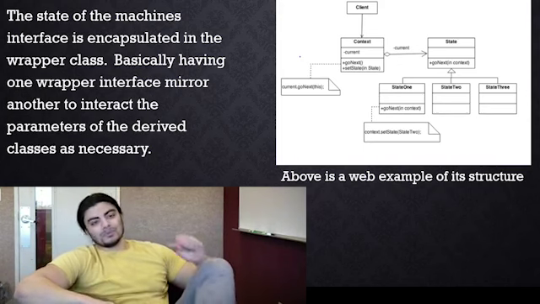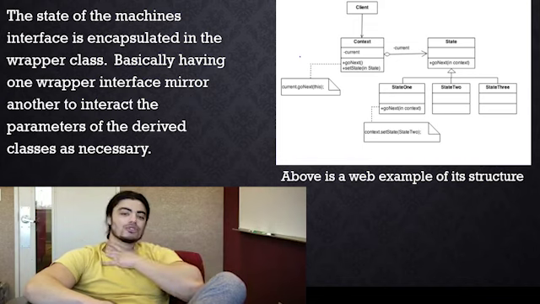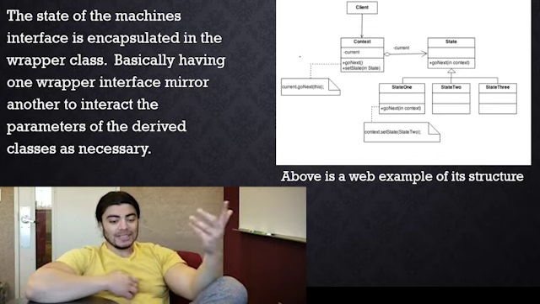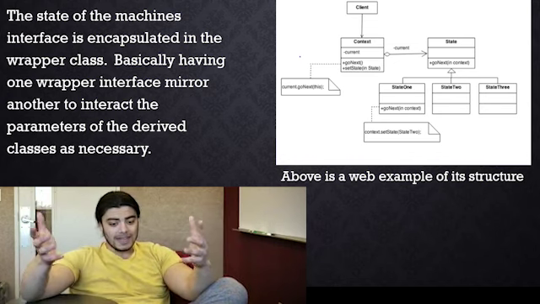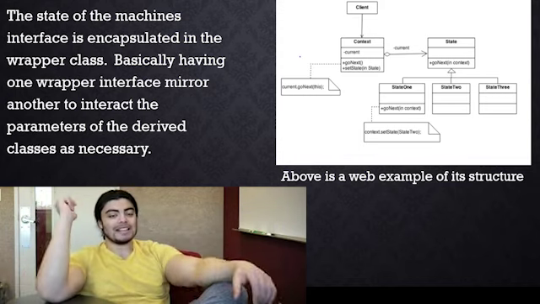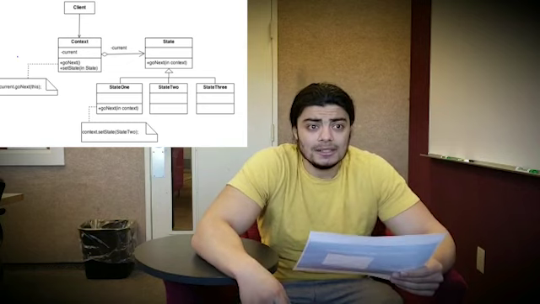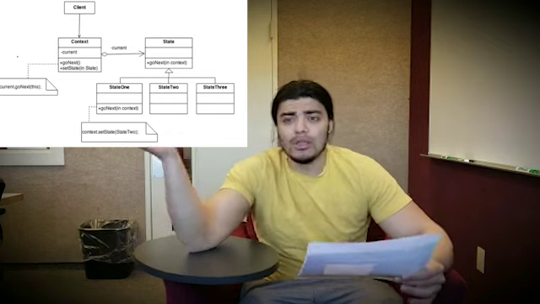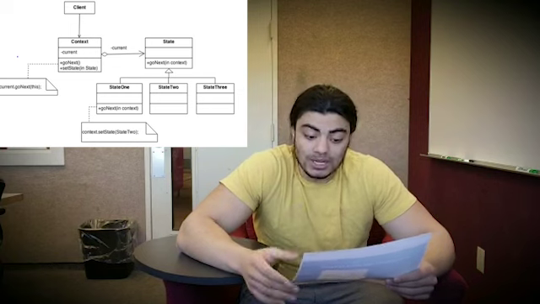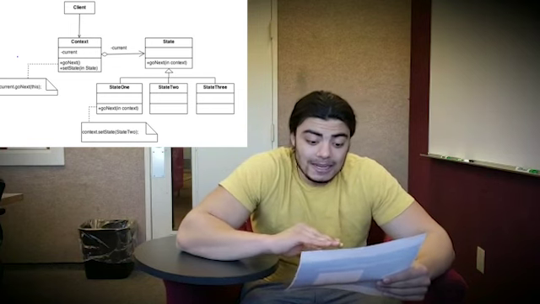All right, so now to talk about the structure of the state pattern. The state of the machine interface is encapsulated in the wrapper class. So basically, having one wrapper interface mirror another to impact the parameters of the derived classes as necessary. So basically, a state pattern is one state that connects to other states. So in the picture that you see here, you basically have the client that asks for whatever it is, right? So it gives you a context, right? And then it goes to the state. And in this state, there's 3 other states.